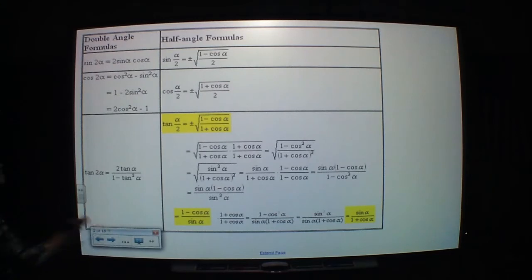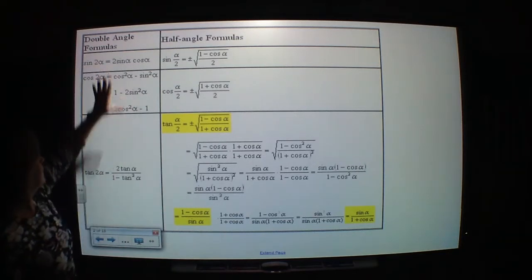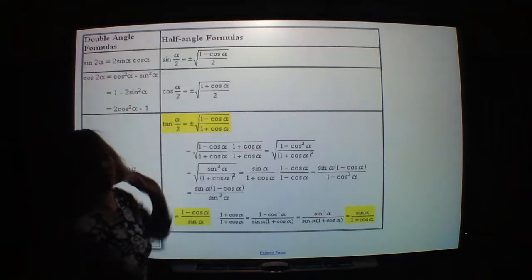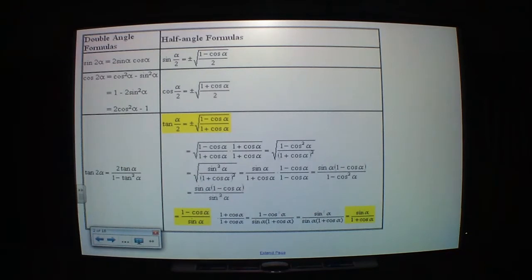There are the formulas. I would have these formulas in front of you when you are doing your homework. And you have to memorize the double angle formulas. The half angle formulas I will give you on a test. So I will give you the half angle formulas. Double angle, I want you to memorize.